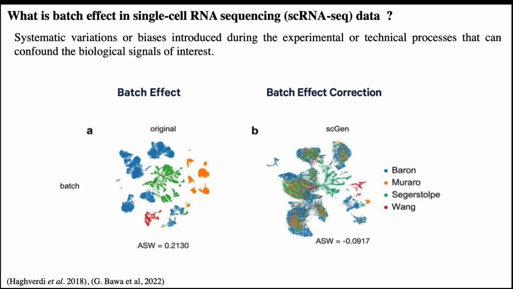What is batch effect in single-cell RNA sequencing data? Some systematic variation or biases introduced during the experimental or technical process that can confound the biological signals of interest. This variation often arises when single-cell RNA sequencing data are generated across multiple batches, such as different experimental days, instruments, or experiments done by different lab personnel.